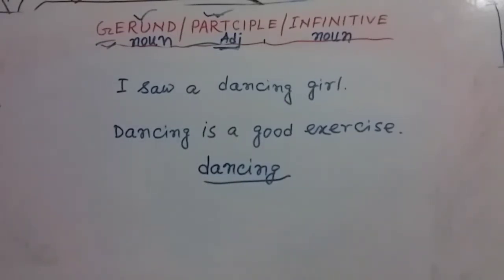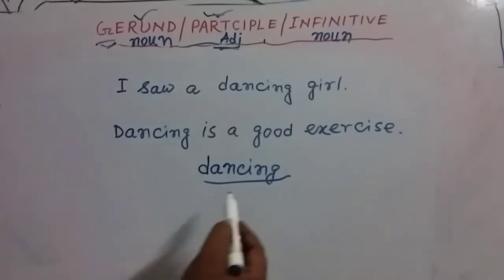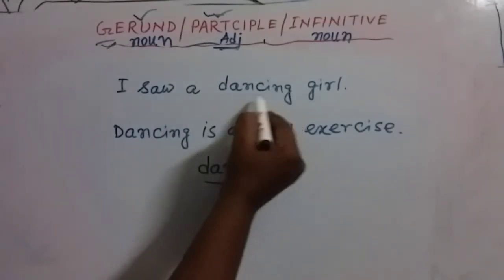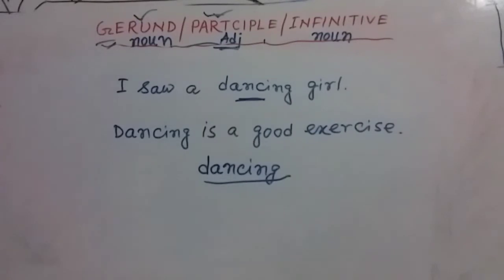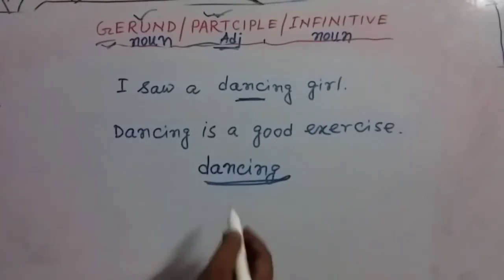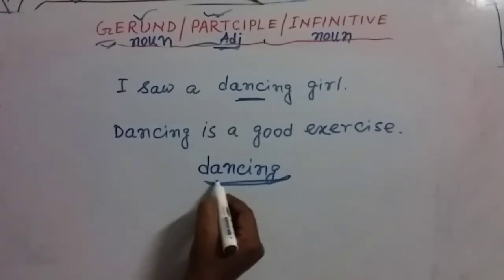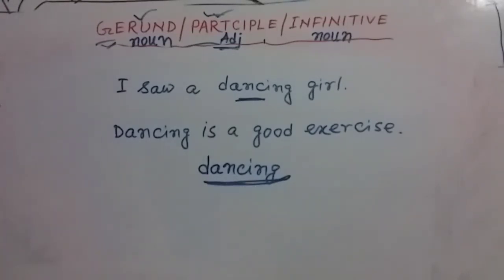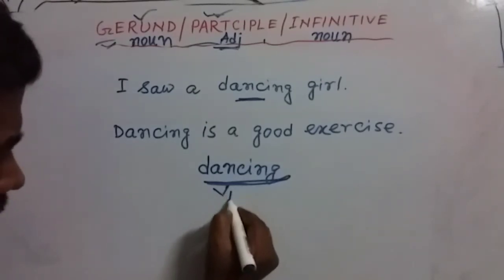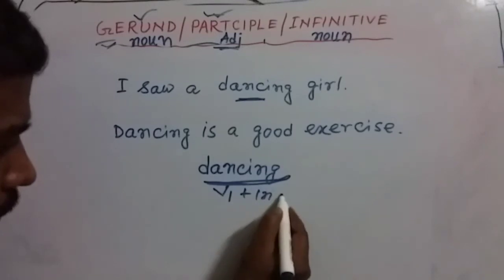Here, in this sentence, you know, this is a non-finite verb. My dear friends, these non-finite verbs are formed with the base verb and ing. That means we add the present form of the verb, then ing.